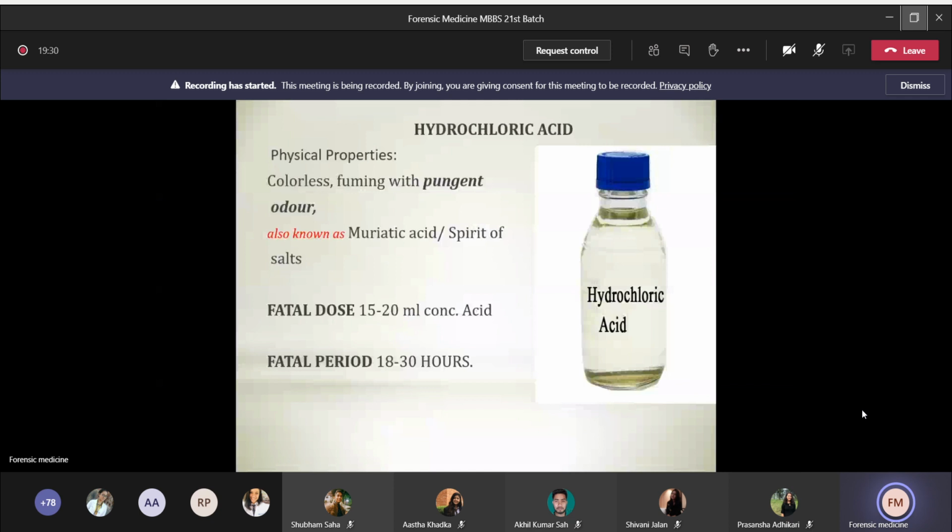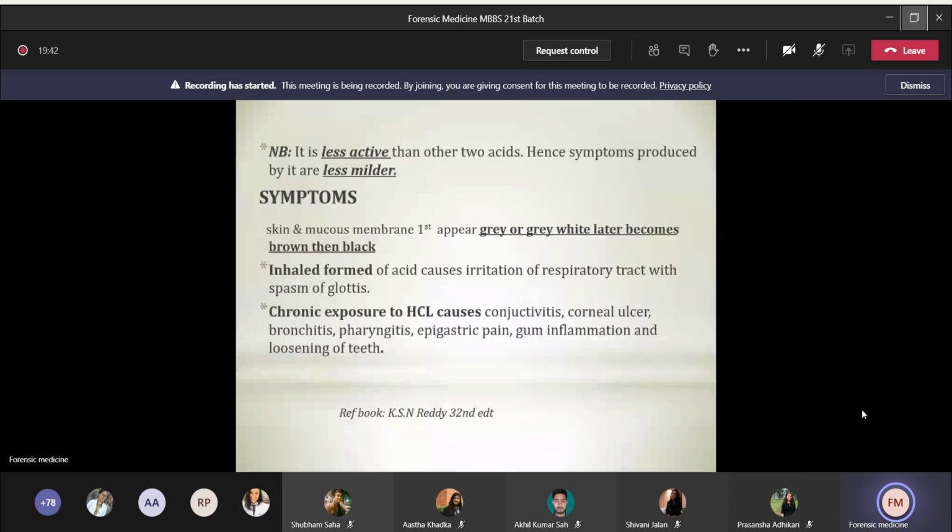When we compare hydrochloric acid with nitric acid and sulfuric acid, it is less reactive, and it will produce mild symptoms. Okay. So the symptoms seen are that the skin and mucous membrane will appear gray or grayish white in nature early in the beginning, and later on it will turn brown and then black.